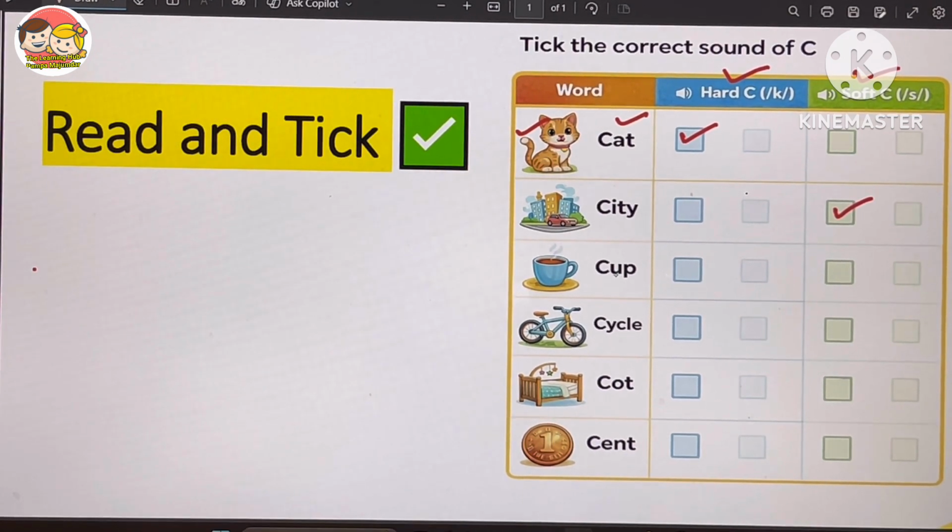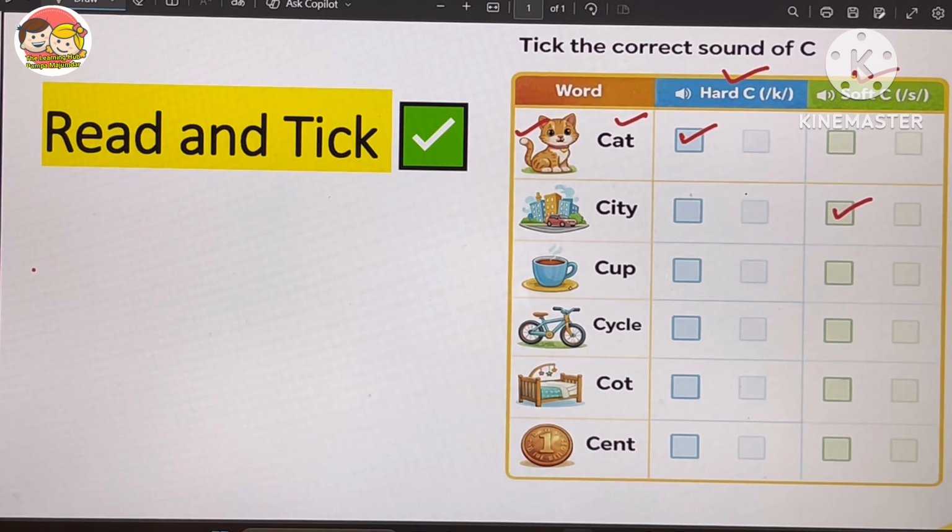Very good. Now look at the next picture. It's a cup. Yes, the word is cup. Say the word aloud. Cup. K. Is it hard C or soft C? Yes, excellent. It's a hard C sound. So put a tick in the correct box.